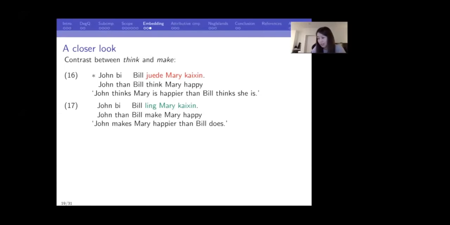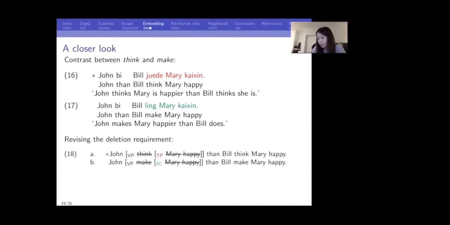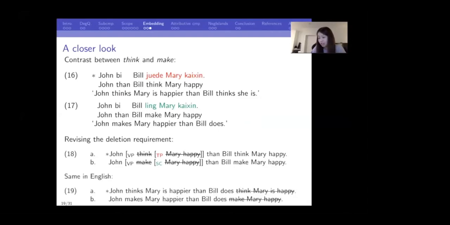So the contrast between 16 and 17 seems to suggest that there could be a syntactic way to rule out 16, but not 17. We suggest that it can be captured by positing another deletion requirement, along the lines of 18, that deleting a predicate containing a TP is disallowed, but deleting a predicate containing a small clause is fine. Actually, the same contrast is also found in English. So 19A, John thinks Mary is happier than Bill does, is bad, but 19B, John makes Mary happier than Bill does, is good. And English is indeed a plus degree abstraction language. So taken together, we argue that this piece of data does not necessarily suggest that Mandarin lacks degree abstraction.